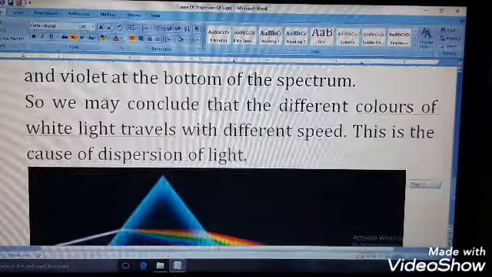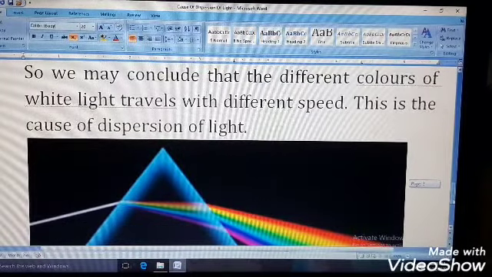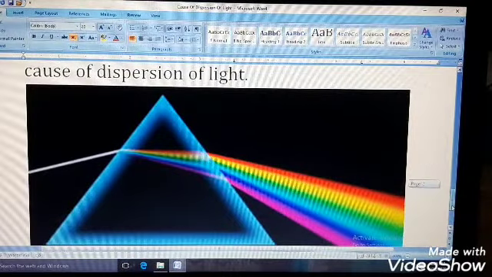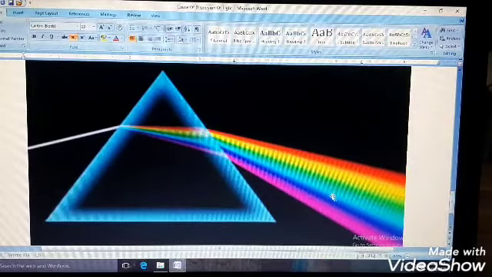So what is the conclusion here? That different colors of white light travel with different speeds. This is called dispersion of light. This is why the dispersion of light occurs. Here you can see the angle of deviation for violet is the greatest as compared to the red, but the speed of red light is more as compared to the speed of violet. Is this clear now?